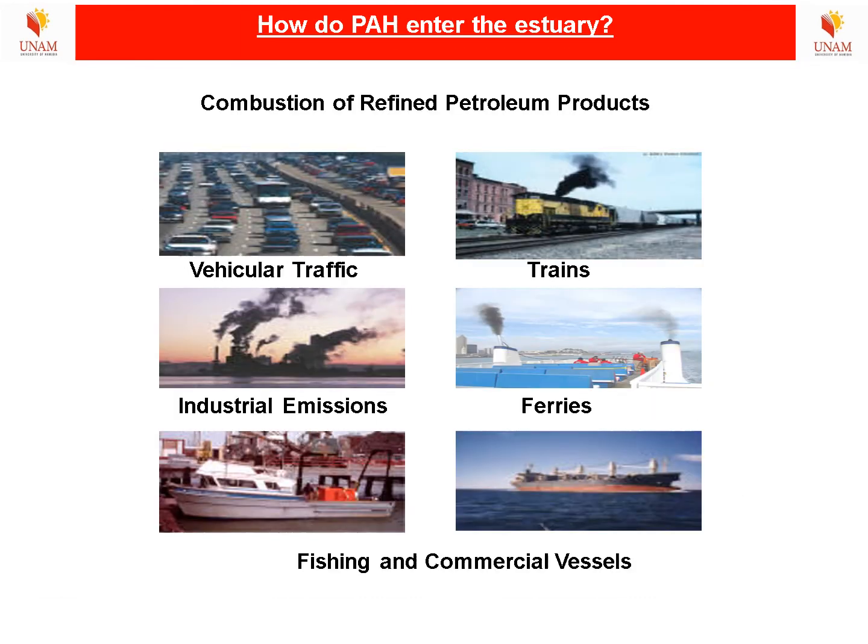Then how do these PAHs enter the estuary? Combustion of refined petroleum products, as we have seen, from vehicular traffic, from industrial emissions, from the boats, and from the trains also smoke coming out, and from the ferries also, fishing and commercial vessels also, which are transporting.